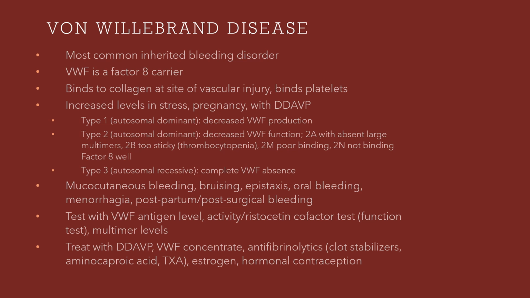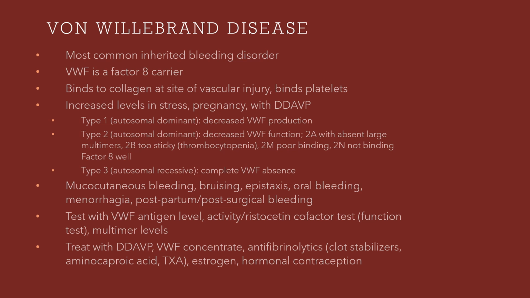2A, they have absent large multimers. 2B, it's just too sticky, so you may see thrombocytopenia when the platelets are binding too much. 2M subtype has poor binding, and 2N binds platelets okay, but it doesn't bind the factor 8. Finally, type 3 von Willebrand disease is autosomal recessive, and this is a complete absence of the factor. So type 1 was decreased production, type 2 was decreased function, type 3 is complete von Willebrand factor absence.